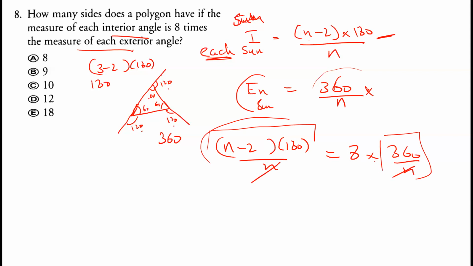N and n cancel out. 180 into 1s are 180, into 2s are 360. N minus 2 equals 8 2s are 16. N equals 18. So the correct option is E.